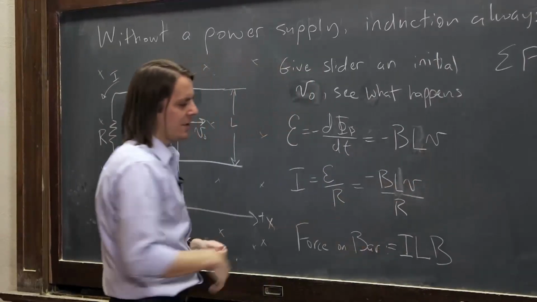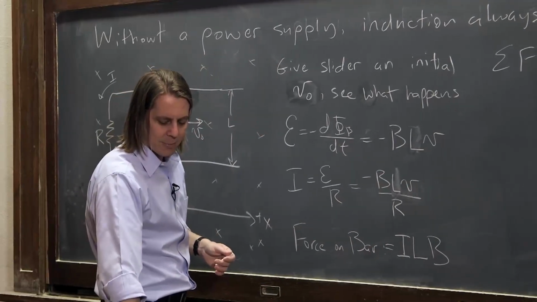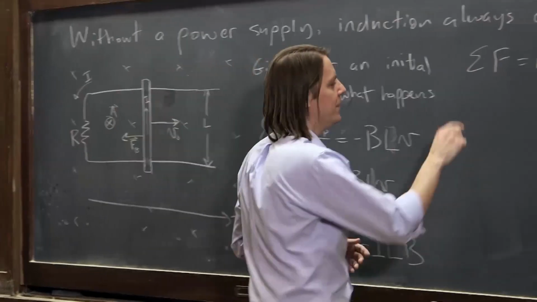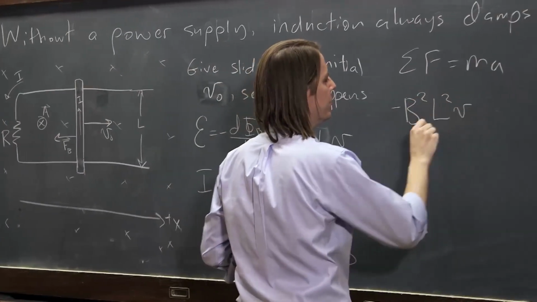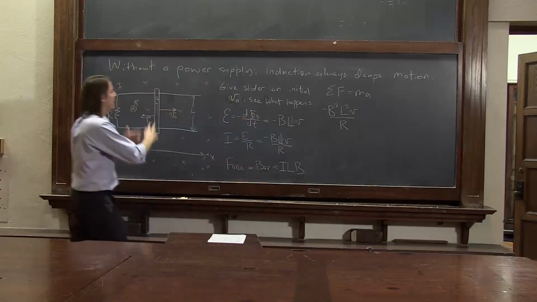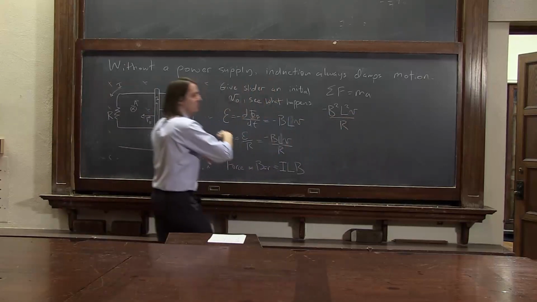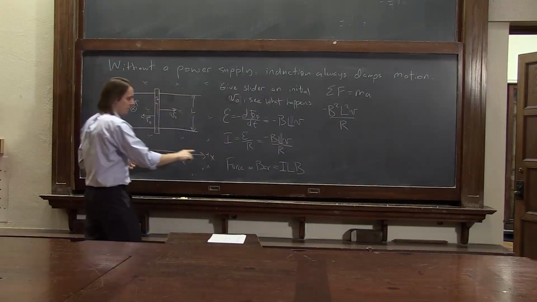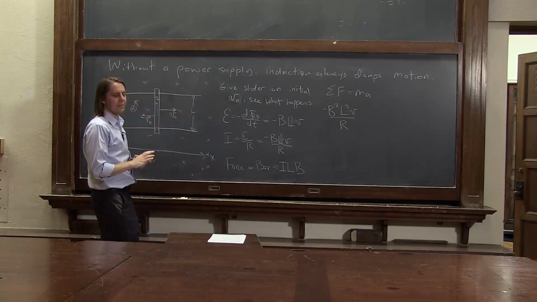So the B's and the L's are squared, so it ends up that the force is minus B squared L squared V over R. And that is the instantaneous velocity, not just the initial velocity. Here this velocity changes. If it changes due to the kinematics, this will still be the current. That's velocity as a function of time.